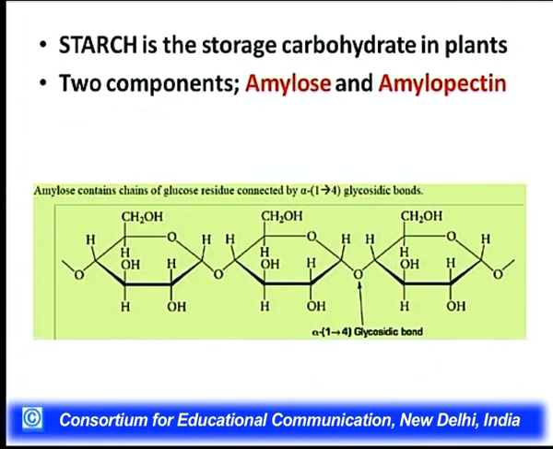And the storage carbohydrate in plants is starch. Starch is again made up of a basic unit. The basic monomer present in starch is glucose, and starch is made up of two components: one is amylose and the other is amylopectin. In amylose, the glucose molecules are arranged in a linear chain, and there is a 1,4 glycosidic linkage. What we mean is that there is a glycosidic linkage between the first carbon of one glucose molecule and the fourth carbon of the next glucose molecule.